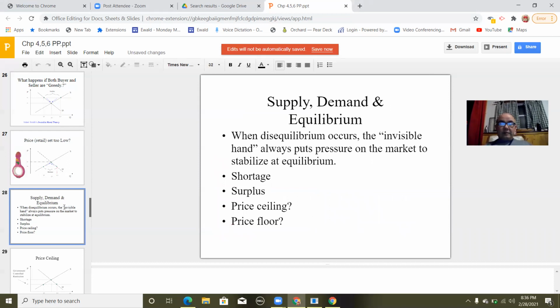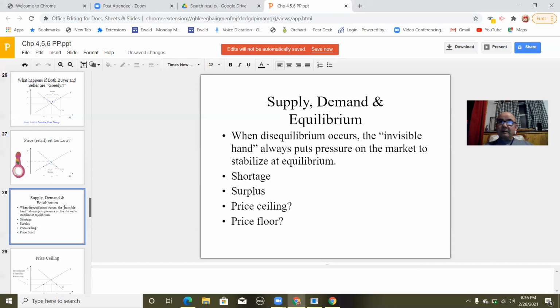And we call these problems disequilibrium. When disequilibrium occurs, the invisible hand or a black market comes in and puts pressure on the market to stabilize at the equilibrium. We don't know what that number always is. We don't know what that equilibrium level is, but we know that the market will stabilize at that amount because people will find that they can't sell items.